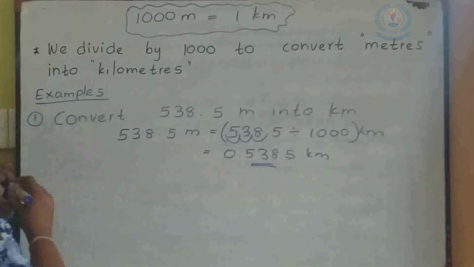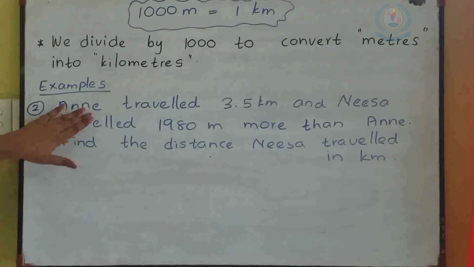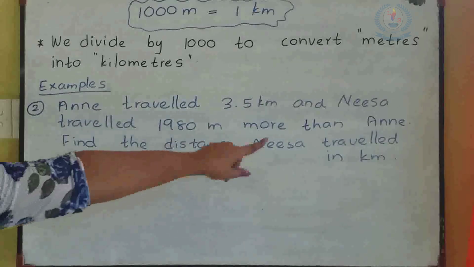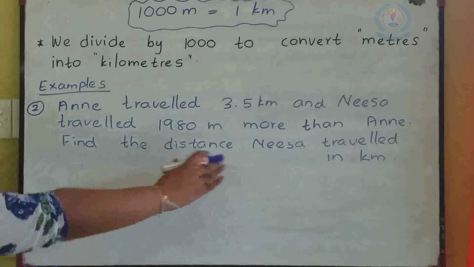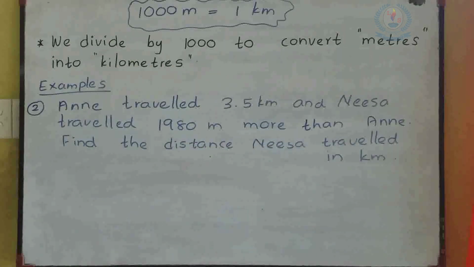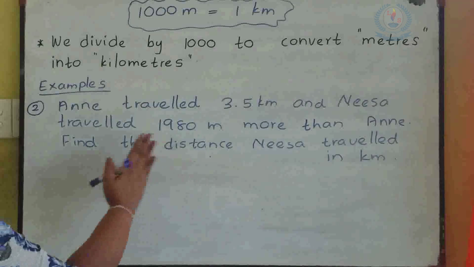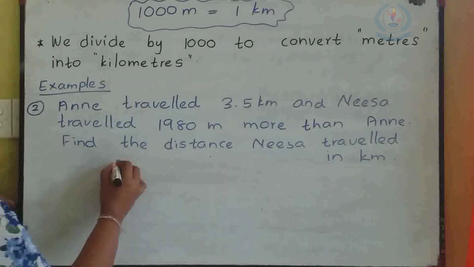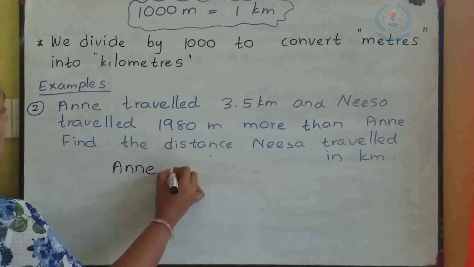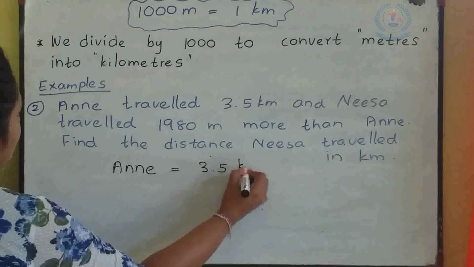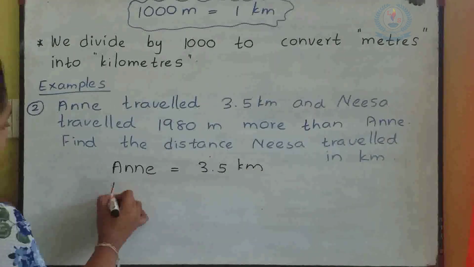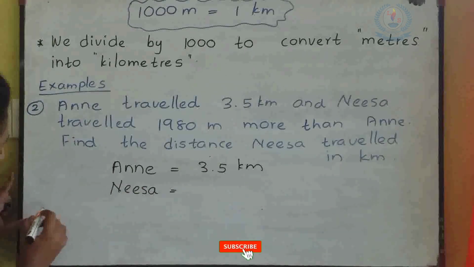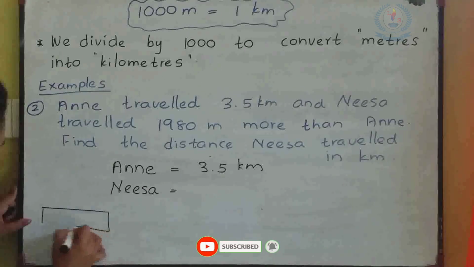Then shall we go to the second example. Anne travelled 3.5 kilometers and Lisa travelled 1980 meters more than Anne. Find the distance Lisa travelled in kilometers. Here we have to find the distance that Lisa travelled. We already know the distance that Anne travelled. That is, Anne has travelled 3.5 kilometers. We have to find the distance that Lisa travelled. How to find that one? If we are taking like this is Anne's distance.